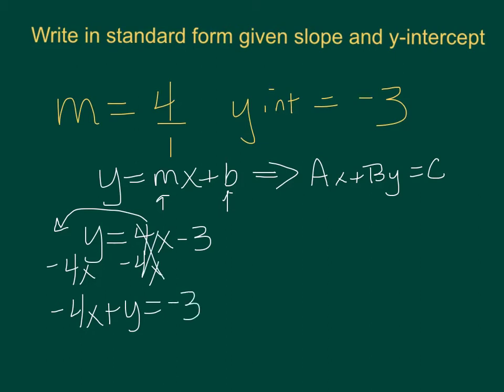Now let's look at this. We have -4x plus y equals -3. So I have my x term plus my y term equals a number. I'm good, as long as this is not a fraction, we're okay. So that's manipulating an equation, changing it into standard form.